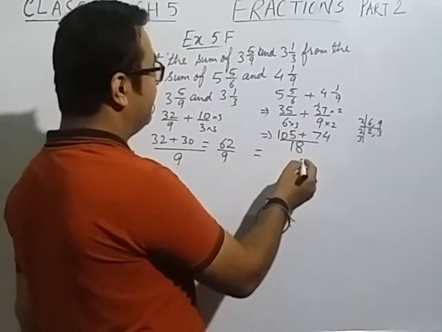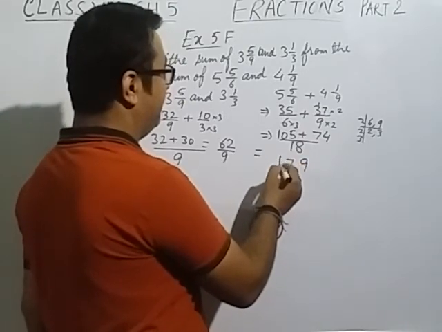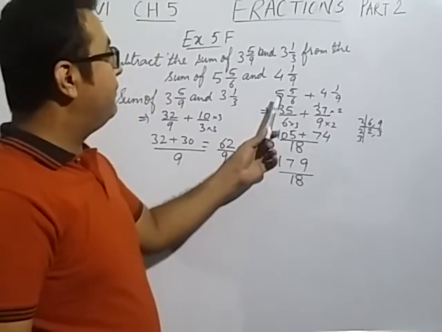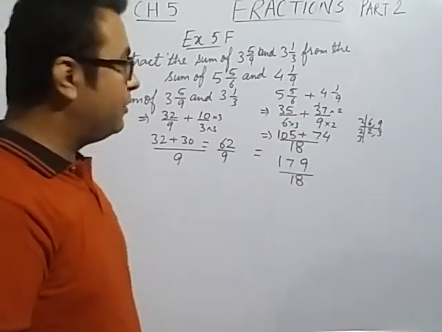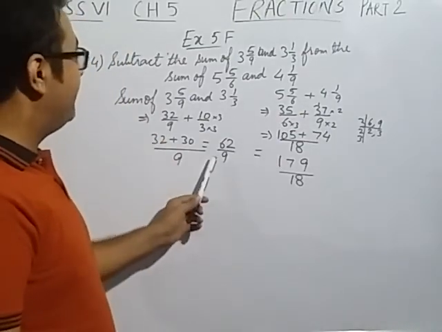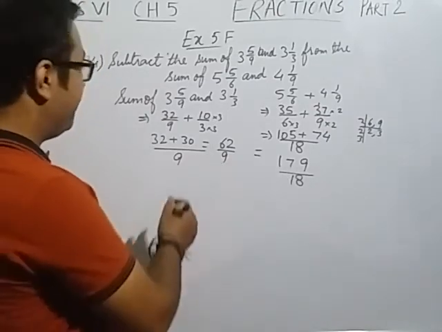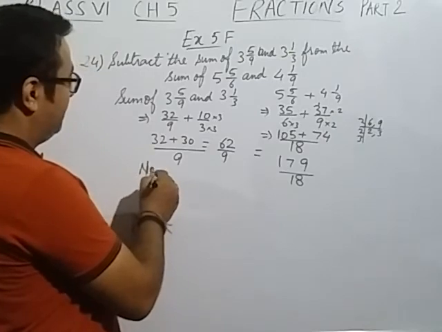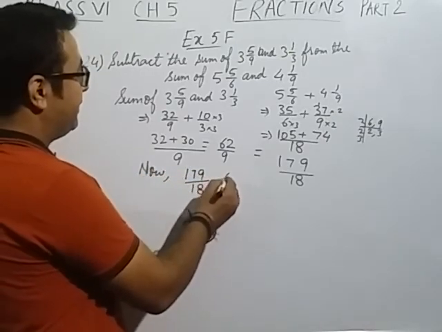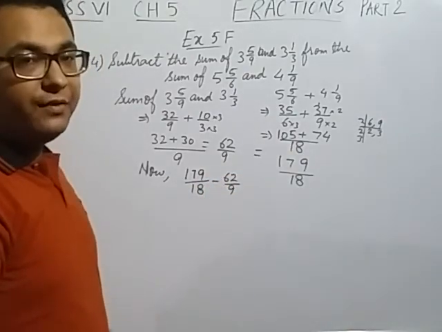Now let us add. 179 upon 18. Okay, the sum of 5 whole 5 upon 6 and 4 whole 1 upon 9 is 179 upon 18. Now we need to subtract the sum of this, that is this number, from this. So 'from' will always be written first. Now what we need to find is 179 upon 18 minus 62 upon 9. Here we need to keep in mind that 'from' will always be written first.